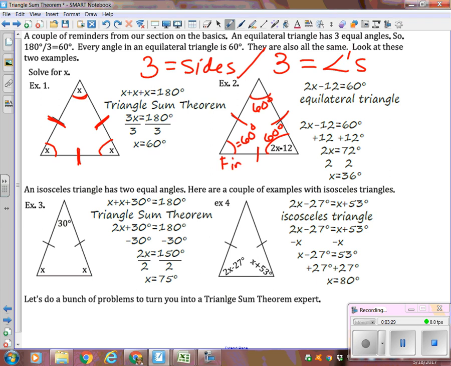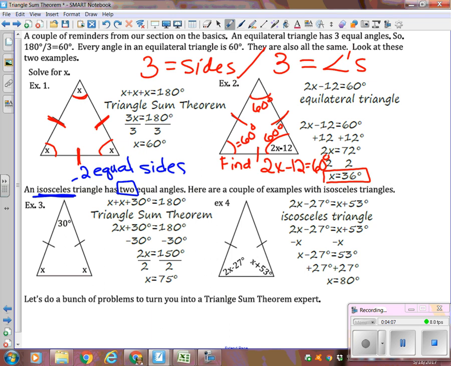So if I want to find x, well, I know that the 2x minus 12 is an expression they've used for an angle. If you set that equal to 60, then you can simply solve. And they were able to solve and reason that x is equal to 36. All right, we've mentioned equilateral triangles. Now we're going to talk about isosceles. Isosceles triangles have two equal sides. Equilateral had three equal sides. Isosceles has two equal sides.